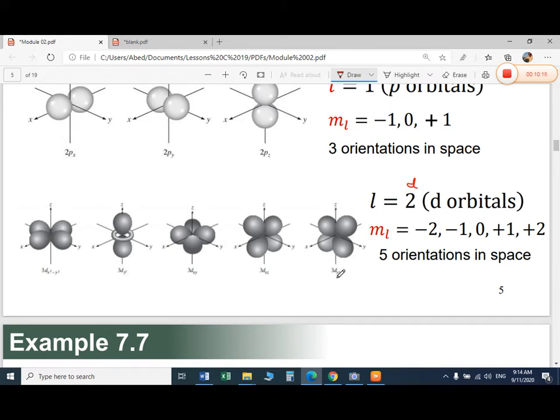This is dxy, dyz, dxz, dz square, dx square minus y square. You don't need to memorize these names, but you must have the information. But you need to memorize that d has 5 orbitals and 10 electrons. It has 5 orientations, so 5 orbitals are there. D contains 5 orbitals and 10 electrons.